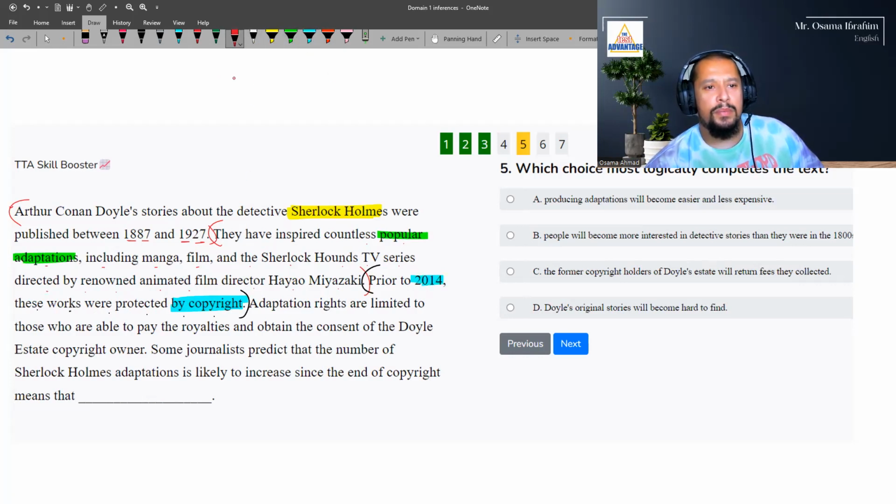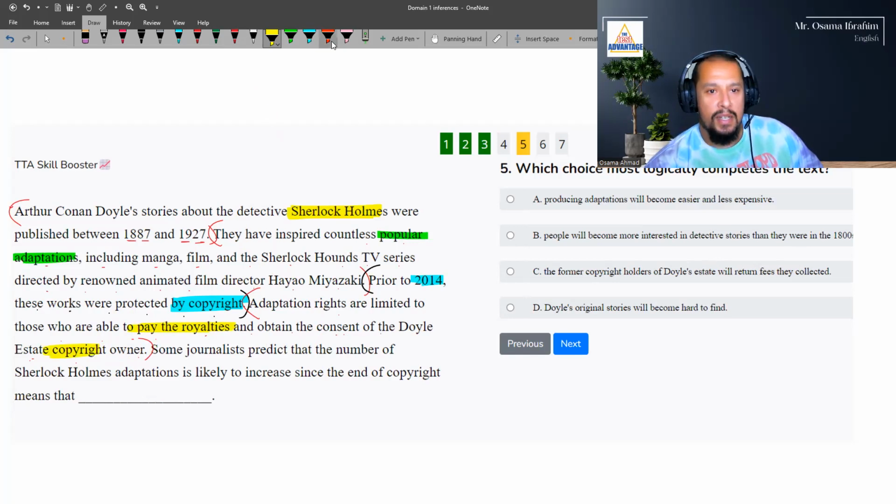Let's continue reading. Adaptation rights are limited to those who are able to pay the royalties and obtain the consent of the estate copyright owner. Okay, so what does the fourth idea tell us? People will pay for what? The royalties. The copyright. Yes.